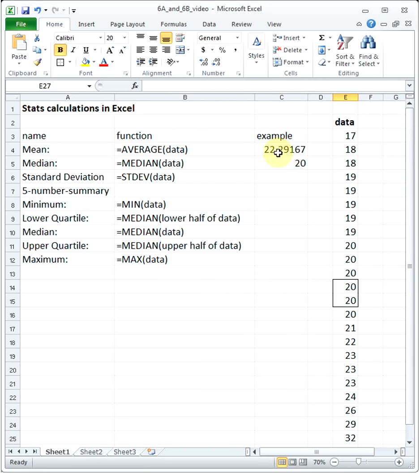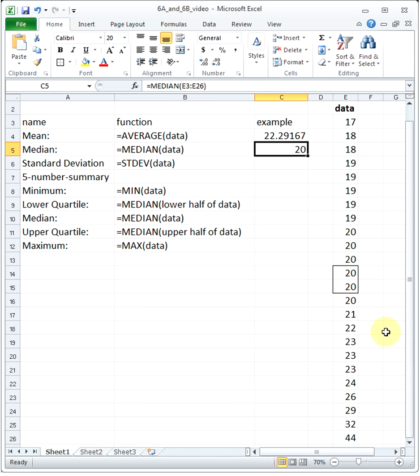But we can easily see that the median does not care if that bigger number is 44 or if it's 104. It's exactly the same, but the mean is affected. So standard deviation tells us about the spread of the data.